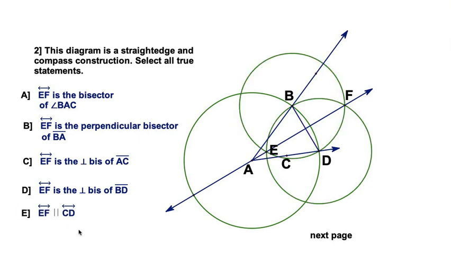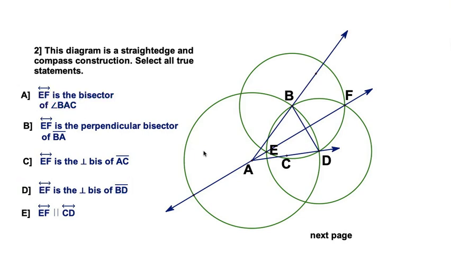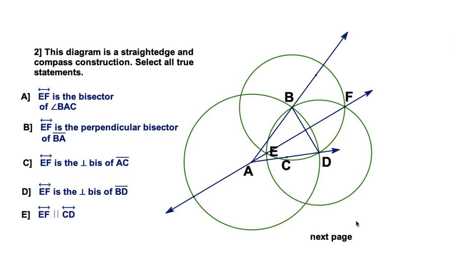Now EF parallel to CD. Well, two lines that intersect are definitely not parallel. So the only one that's true, that one's true, and that one's. So the only two that are true, right there and there. A, alpha, delta. I like that. Okay, let's move on to the next page.